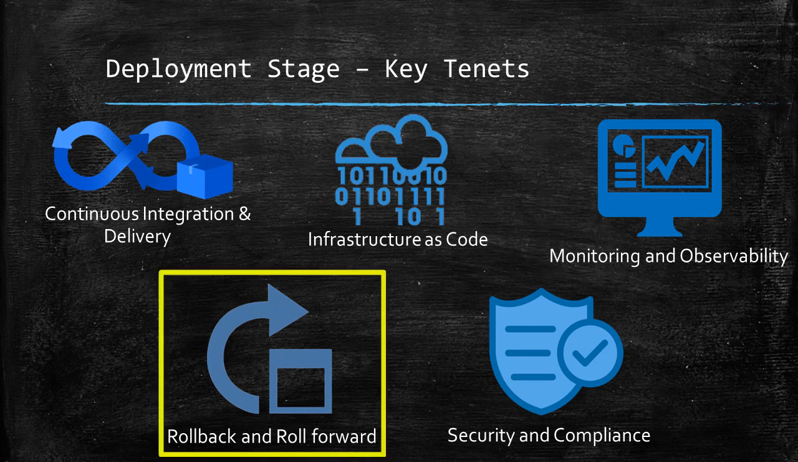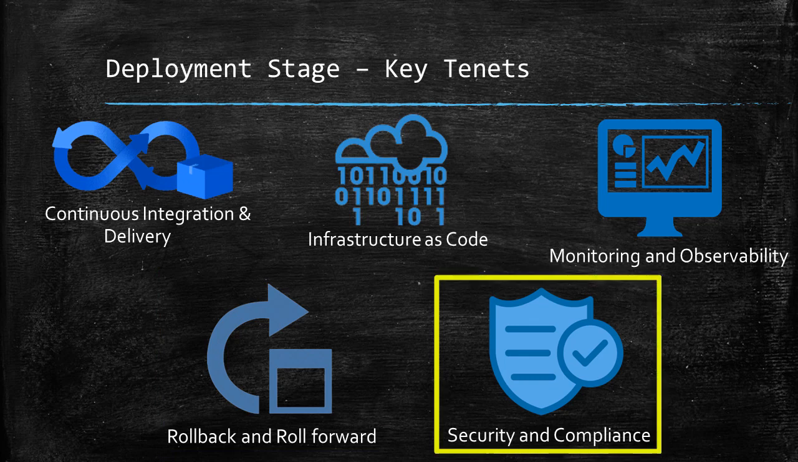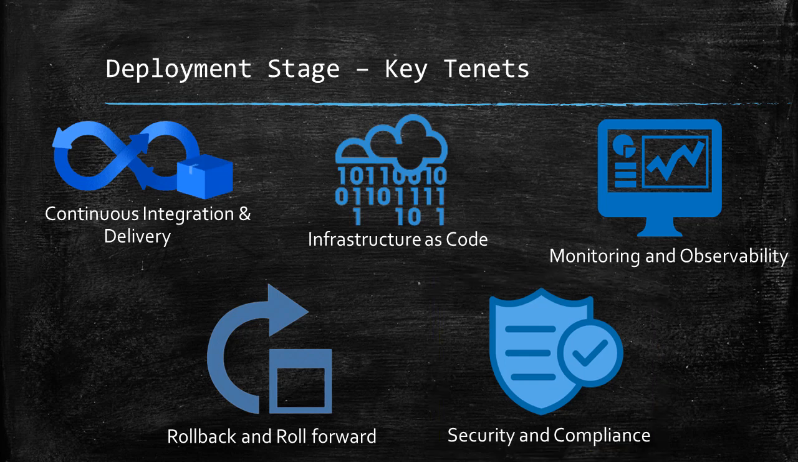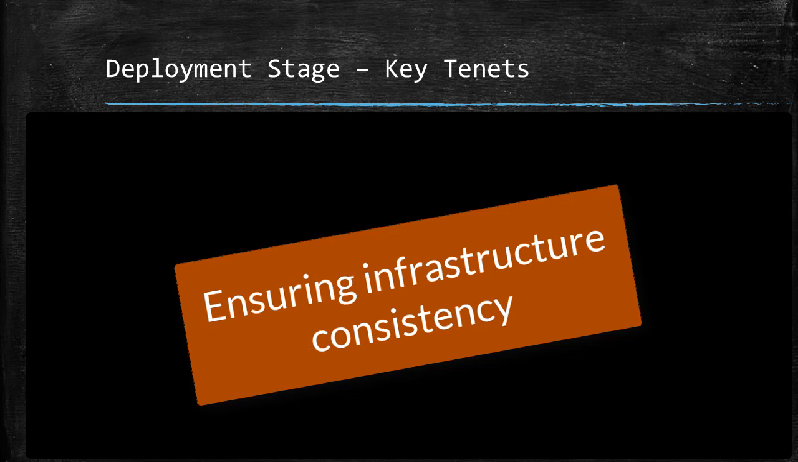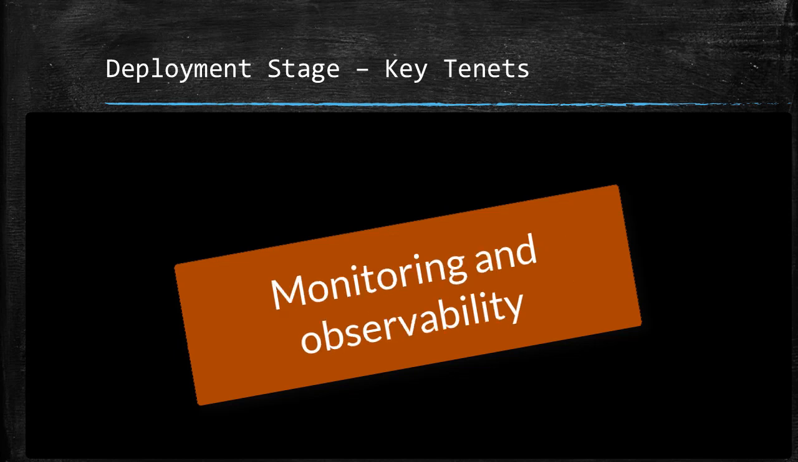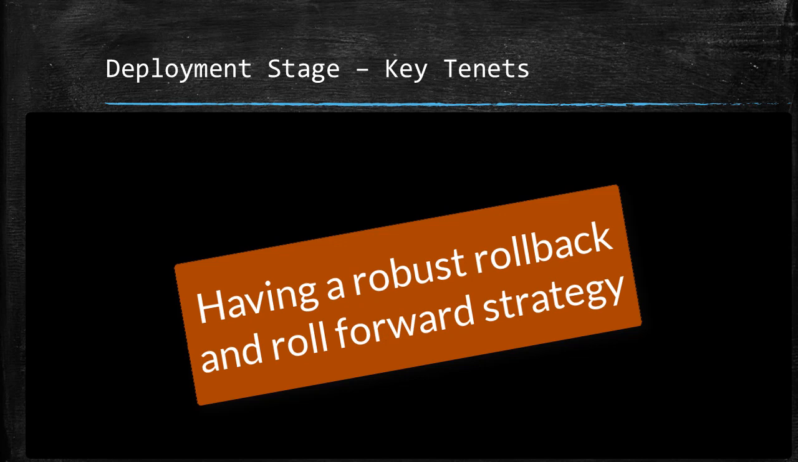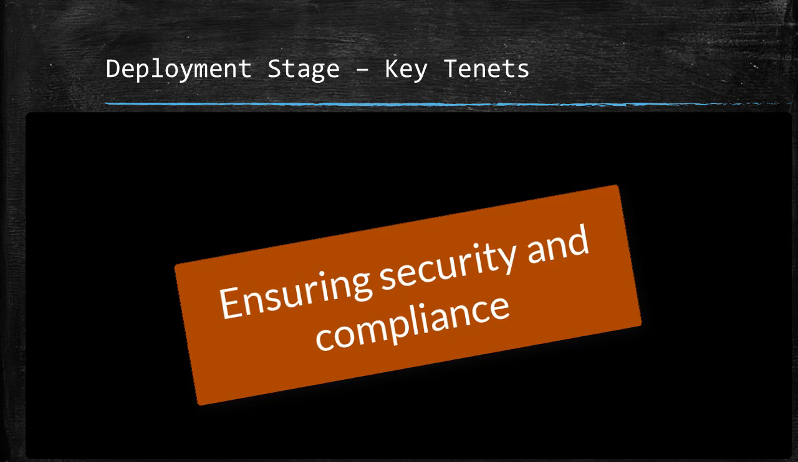Rollback and roll forward. This involves having a well-defined rollback and roll-forward strategy in place to revert back to the previous version of the software in case of any issues or errors during deployment. Security and compliance. This involves ensuring that the software is deployed in a secure and compliant manner, adhering to industry standards and regulations. The key tenets of the deployment stage in the DevOps life cycle involve automating the deployment process, ensuring infrastructure consistency, monitoring and observability, having a robust rollback and roll-forward strategy, and ensuring security and compliance.